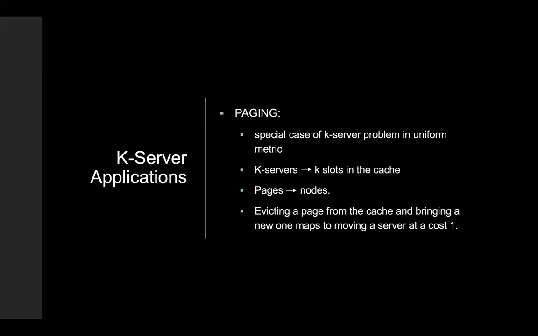Let us look at an application of K-server problem, which is paging. The paging problem is a special case of K-server problem in a uniform metric. The uniform metric is nothing but the distances between distinct points there are 1. Here, the K servers correspond to K slots in the cache and the pages correspond to the nodes. Evicting a page from the cache and bringing a new one maps to moving a server between the corresponding nodes at a cost 1.